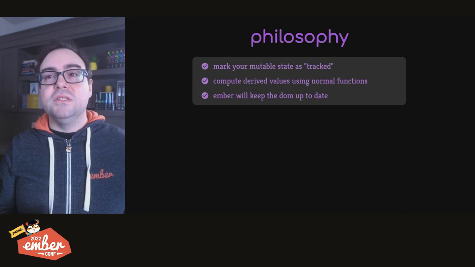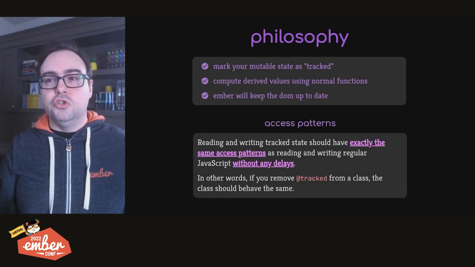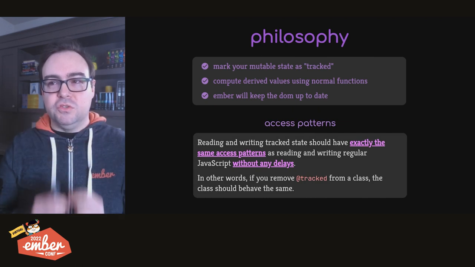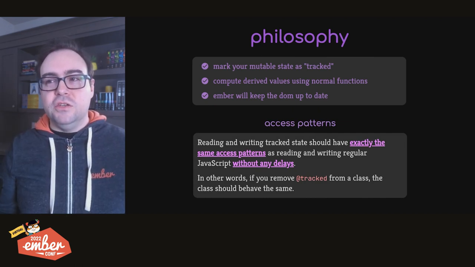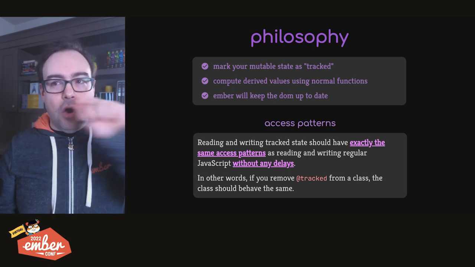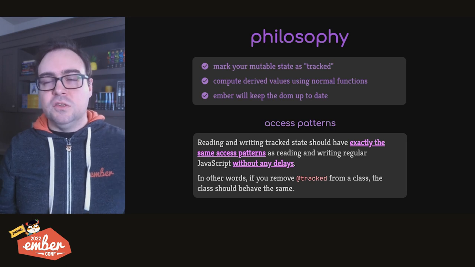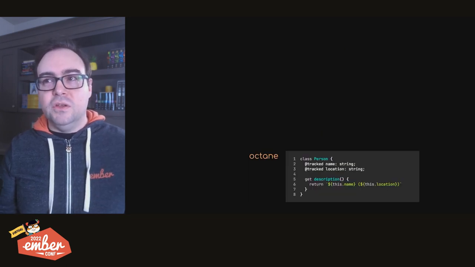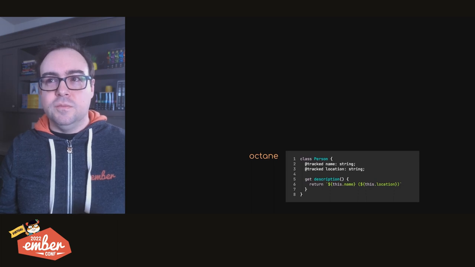If we want to get a little more specific, we have a hard and fast rule. You should read and write tracked state in exactly the same way as you read and write normal JavaScript. If you remove the annotations, the behavior of the class itself is exactly the same. You can write a suite of unit tests against the class, remove all the tracked annotations, and the tests will still pass. Now let's look closely at tracked fields and see how they satisfy these rules.